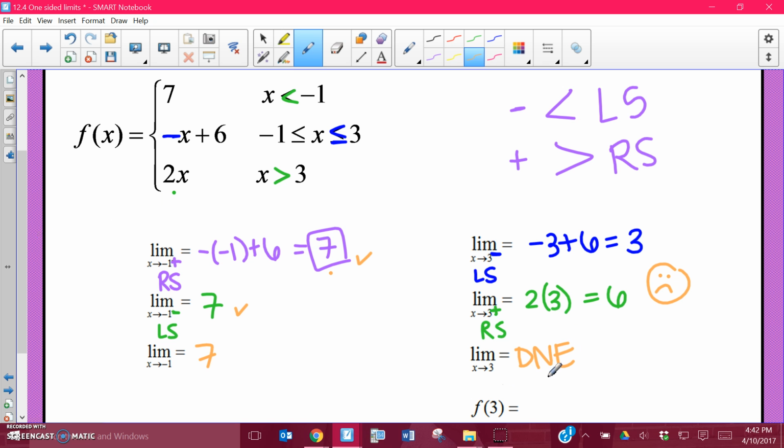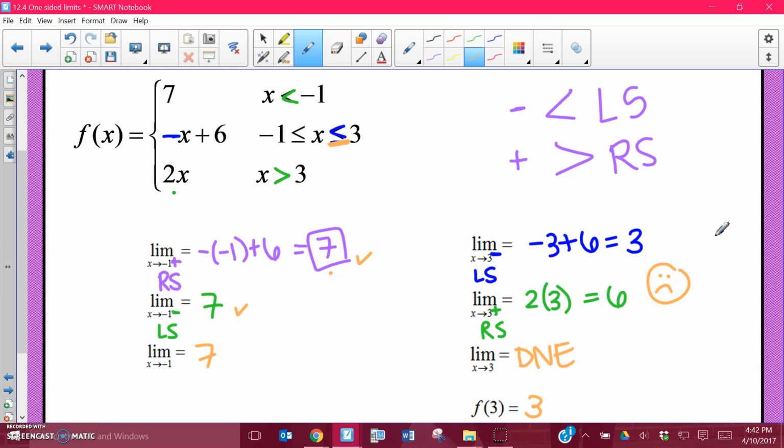Remember, you're more than welcome to plug it in because there's an equal sign right here. And we just found that out. We said that when x was 3, in this equation, I got 3 for y as well. So again, you can have a function value, but you don't have to have an existing limit.